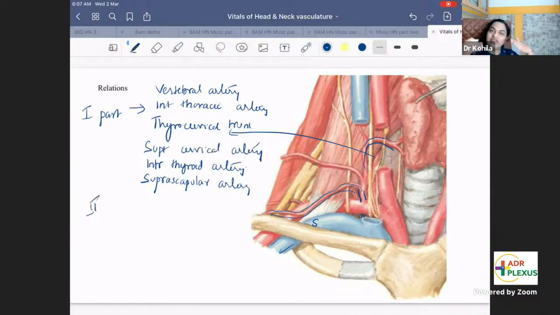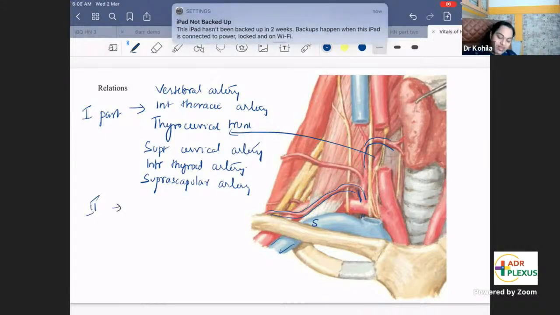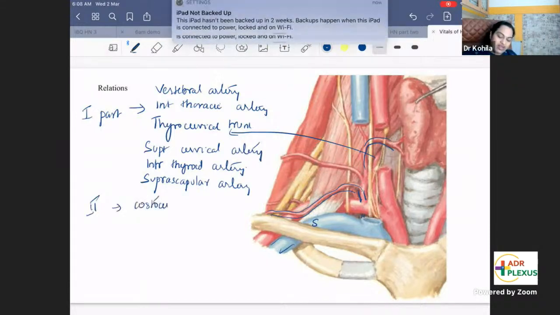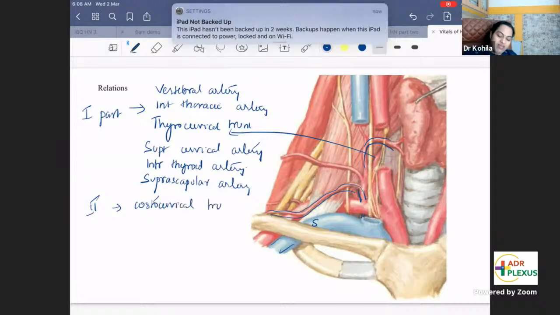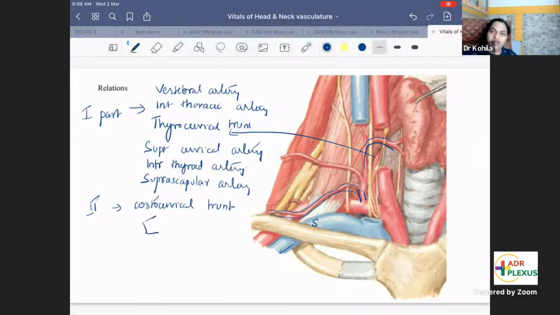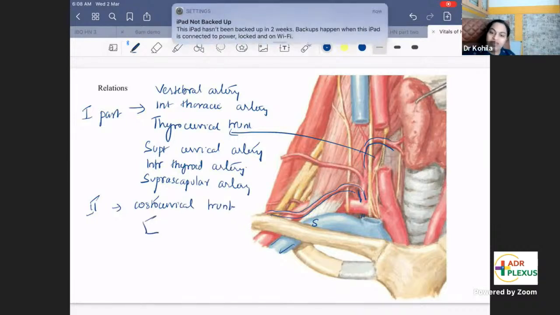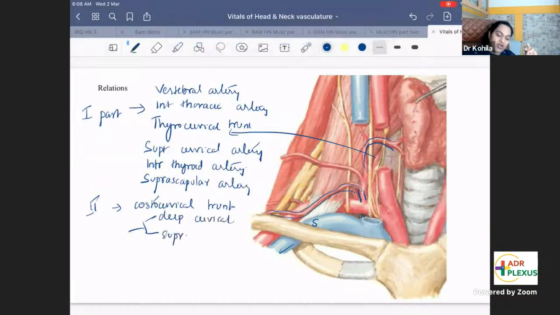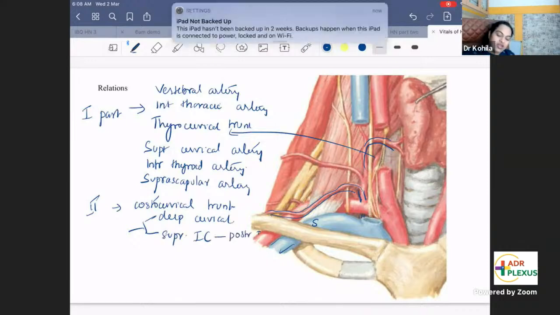From the second part, that's the part which lies behind the scalenus anterior, we get the costocervical trunk. From its name, can you identify what will be the branches? Yes, guys, they've asked the branches of your subclavian artery in previous questions, so you should definitely know the answer. Costocervical is going to divide into deep cervical and superior intercostal. The superior intercostal is going to give rise to the posterior intercostal arteries of the upper 2 intercostal spaces.